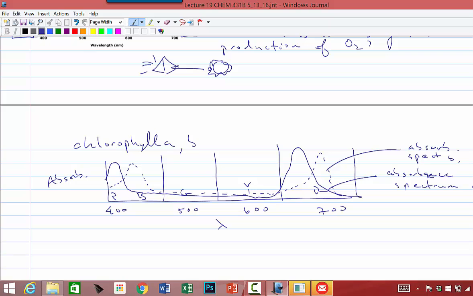It's called P680 because the wavelength of light that P680 can accept is 680 nanometers or less. Okay? Why don't I ever say more? Why couldn't this accept a higher wavelength of light? Why couldn't I have said it's going to accept 680 nanometers or higher?